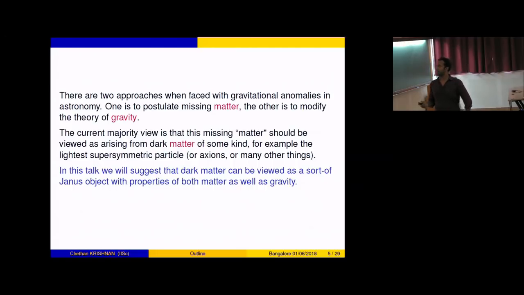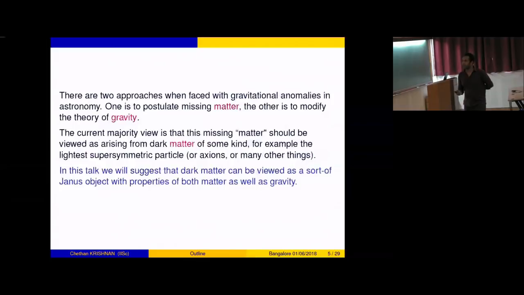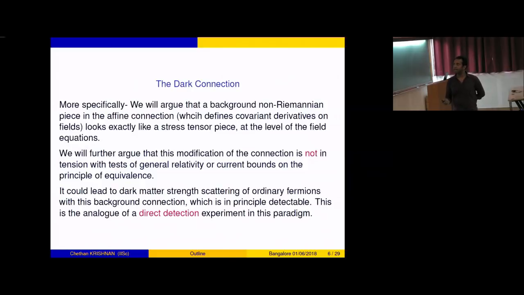So let me start by saying what I'm planning to do, which is basically an attempt at something of the kind which is halfway between matter and gravity, let's say. The idea is that we'll argue that a background non-Riemannian piece in the affine connection, which defines covariant derivatives on fields, looks exactly like a stress tensor piece at the level of the field equations. This is the basic observation.